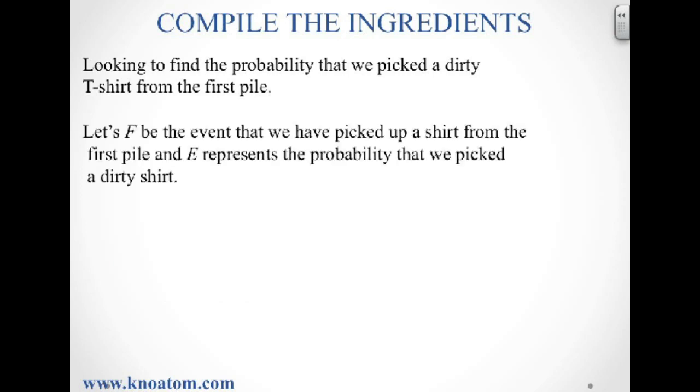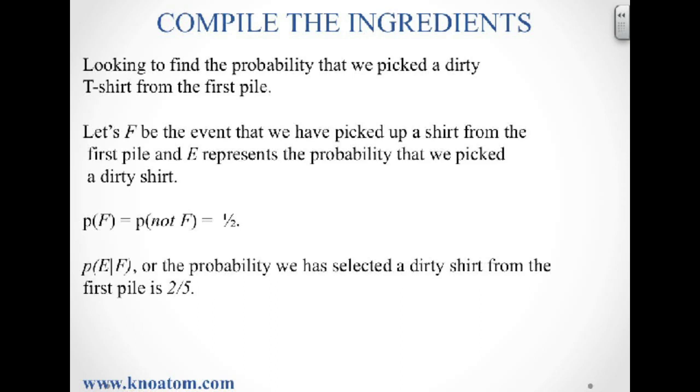Thus, in this case, F is the event that we have picked a shirt from the first pile, and the probability of F is the probability that we have picked from the first pile, which is 1/2. The probability we have picked from the second pile, the probability of not F, is also 1/2. We also know the probability of E given F, or the probability we have selected a dirty shirt from the first pile, is 2/5. We know this because if 2 shirts are dirty in the first pile and there are a total of 5 shirts, then 2 out of 5 are dirty.